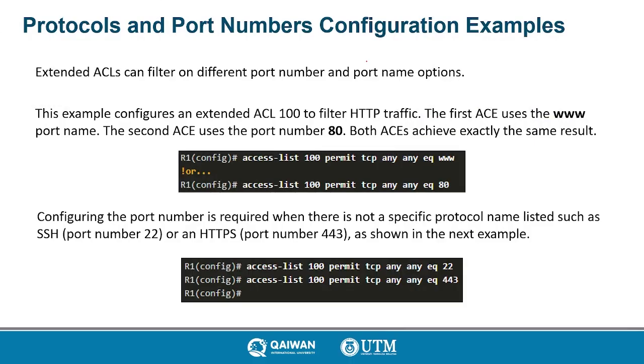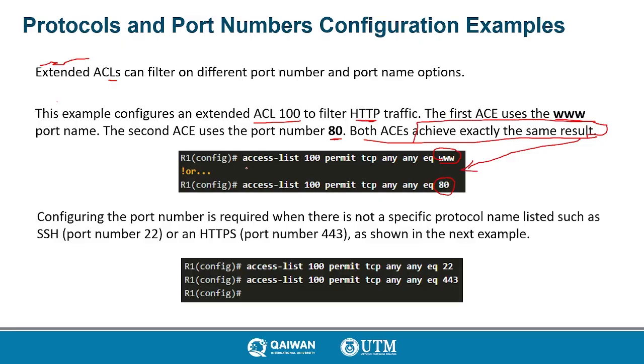Now, protocols and port number configuration example. The extended ACL can filter on different port number and port name options. Here is the configuration of extended ACL 100 to filter HTTP traffic. The first ACE uses the www port name. The second ACE uses port 80. Both ACEs achieve exactly the same results. So if it is this one or this one, it will achieve exactly the same result.